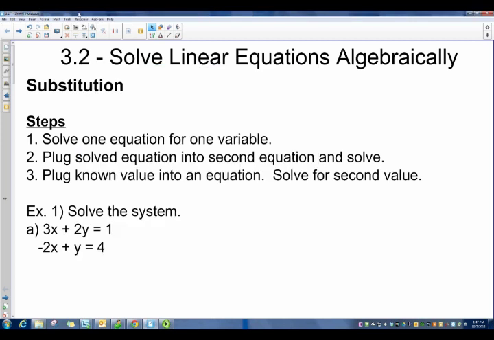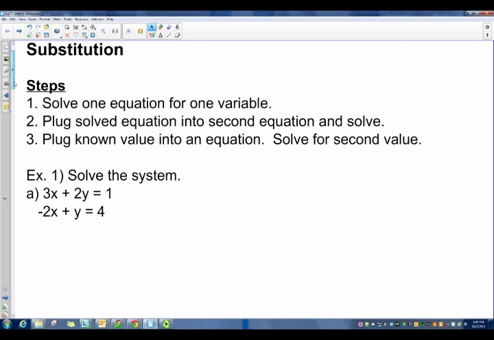Alright, so for this section, we're going to be looking at linear systems of equations. Now this is just going to be a review. In the next set of assignments you're working on, you'll end up working with linear and quadratics. But I want to refresh your memories as to how to work with linear first. There are two different forms to do here: substitution and elimination.